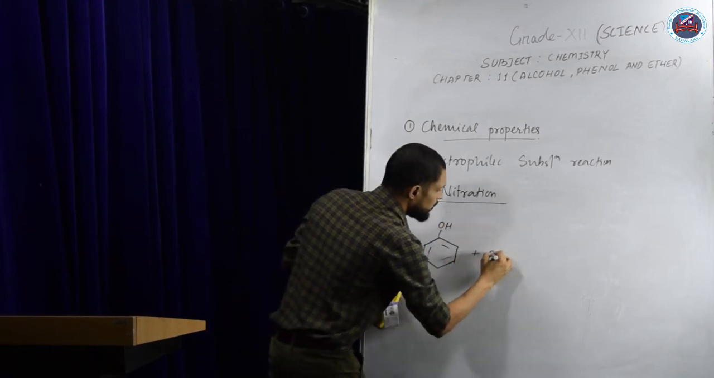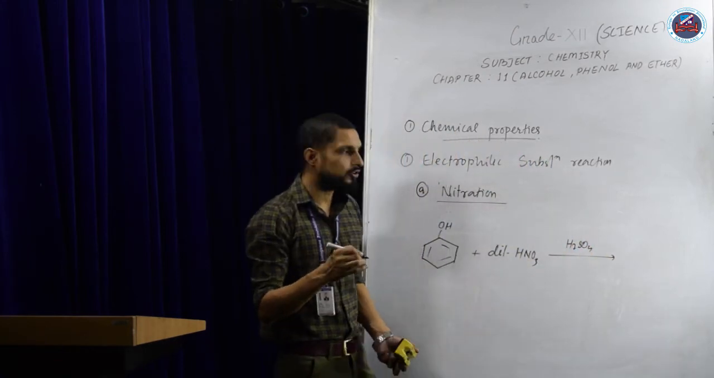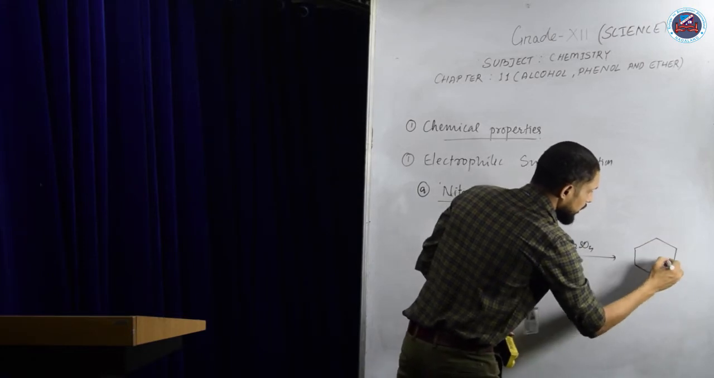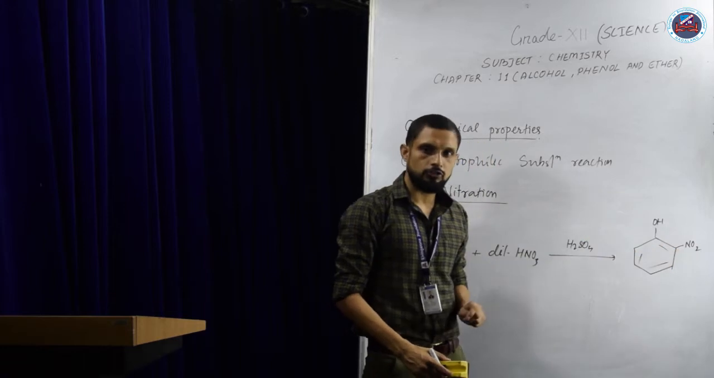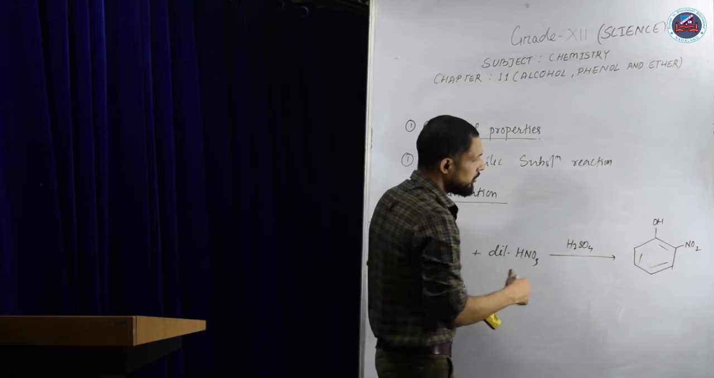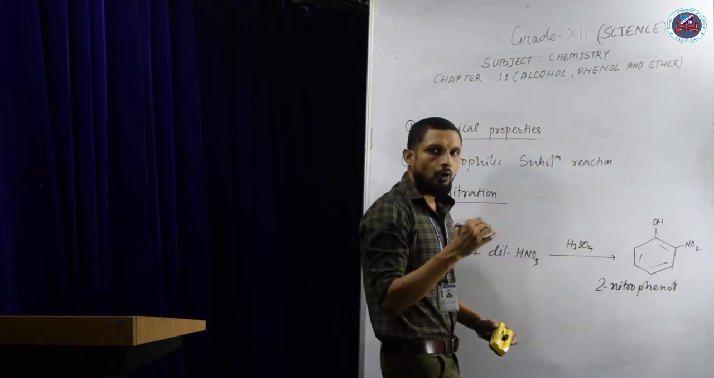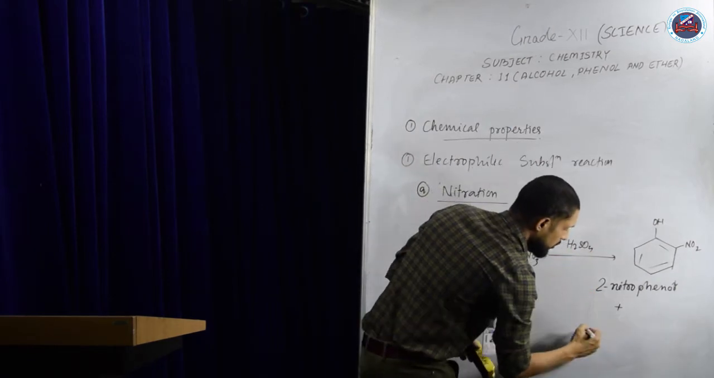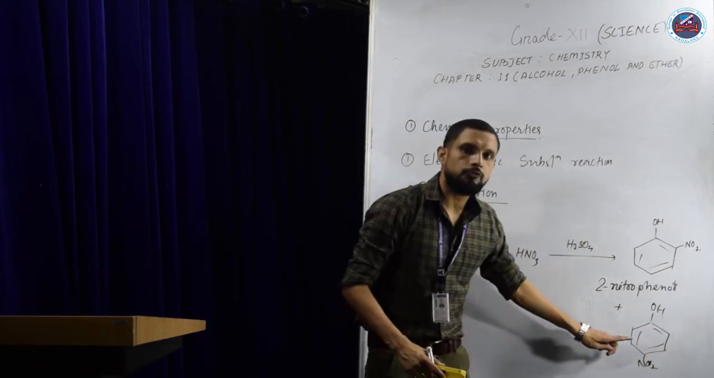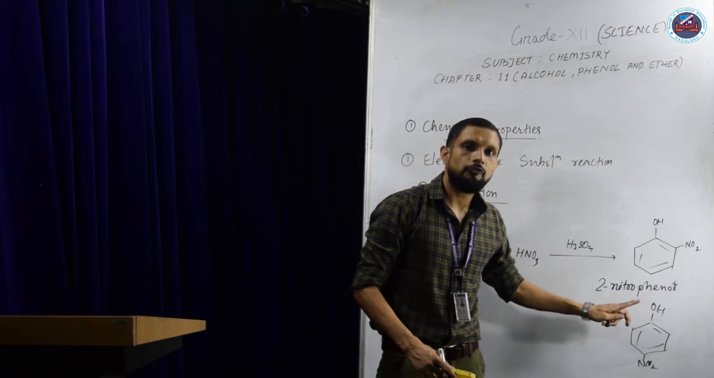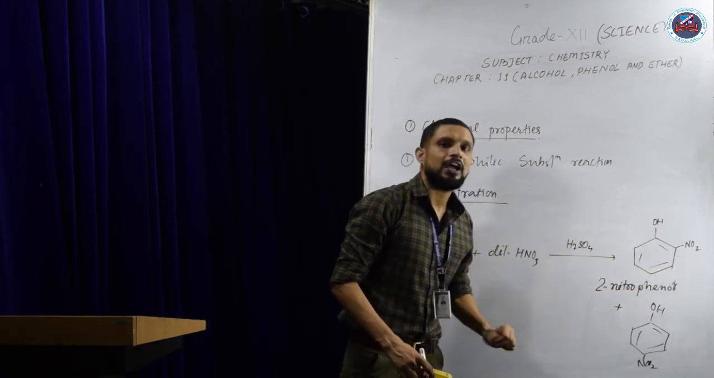So phenol, if it reacts with dilute nitric acid in presence of H2SO4, there are two products formed. In the first product, the nitro group will be substituted at position 2, which is also known as ortho position. So the name of this product is 2-nitrophenol, also known as O-nitrophenol. O means ortho. And 4-nitrophenol, also known as P-nitrophenol. So once again, if you use dilute nitric acid, you will get two products, that is 2-nitrophenol and 4-nitrophenol.